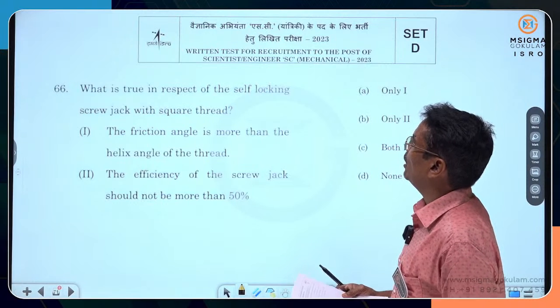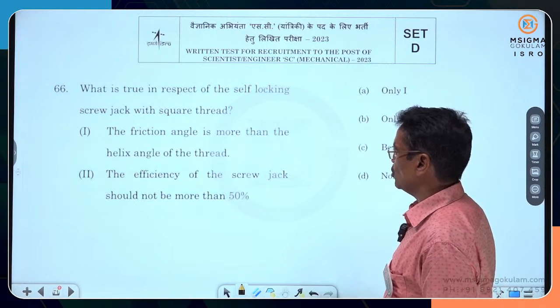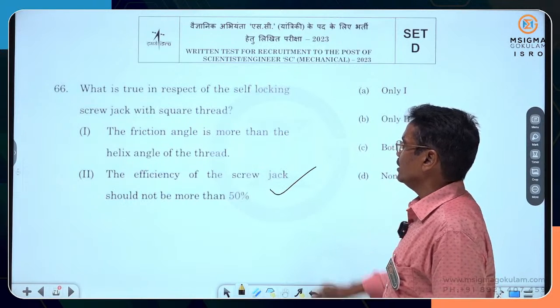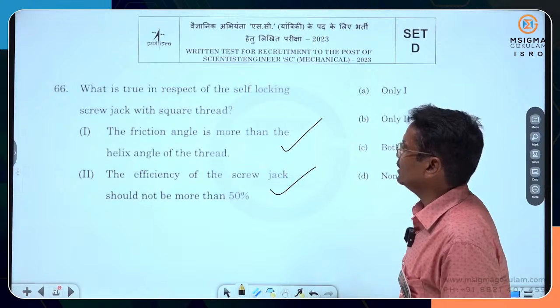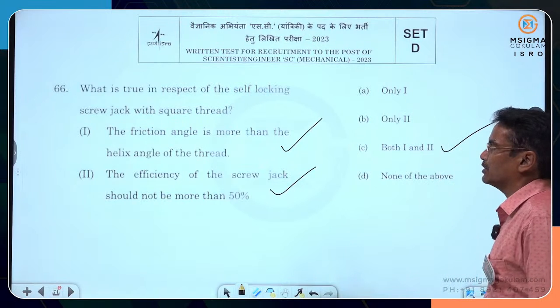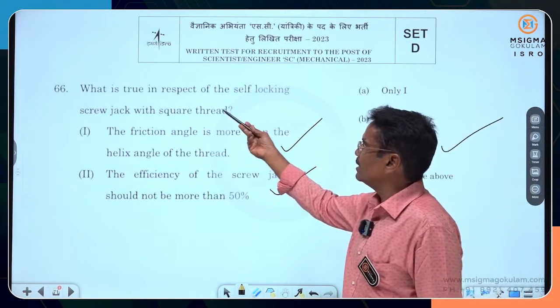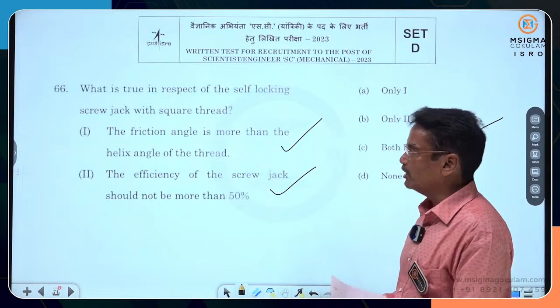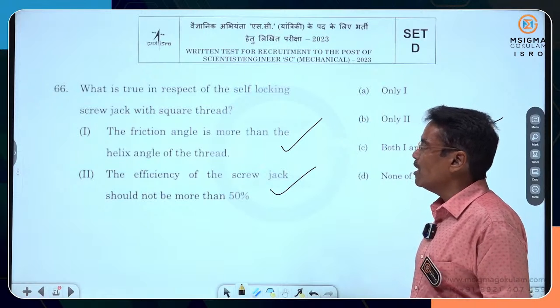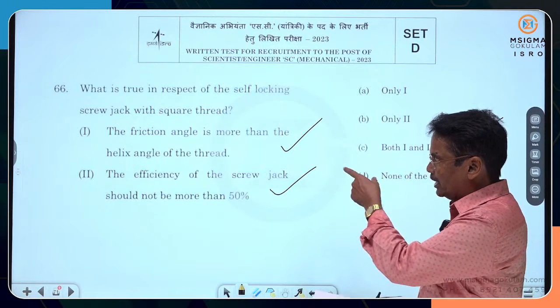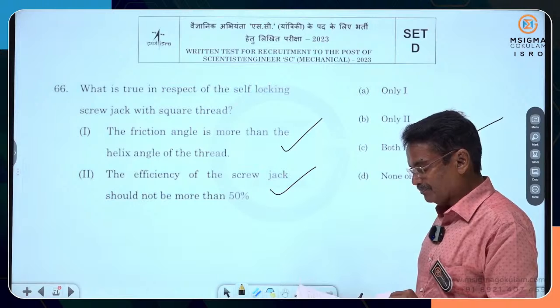What is true with respect to the self-locking screw jack? Its efficiency should be less than or maximum 50%. Friction angle is more than the helix angle. Both 1 and 2 are correct. Then only it can be a self-locking screw jack with square threads. Efficiency of the screw jack must be less than 50% and the friction angle should be more than the helix angle of the thread.